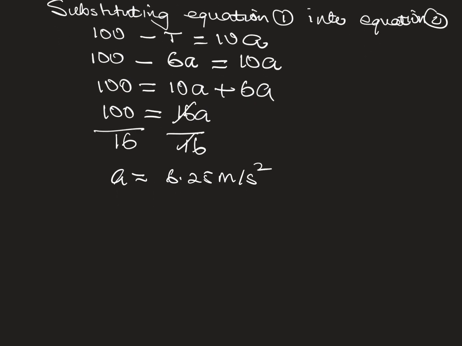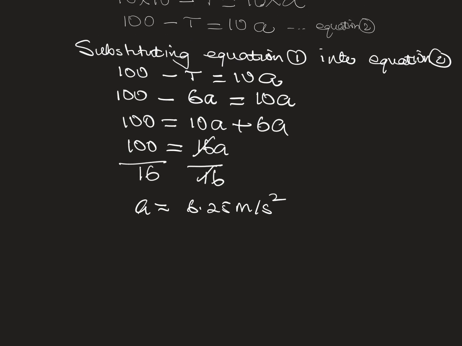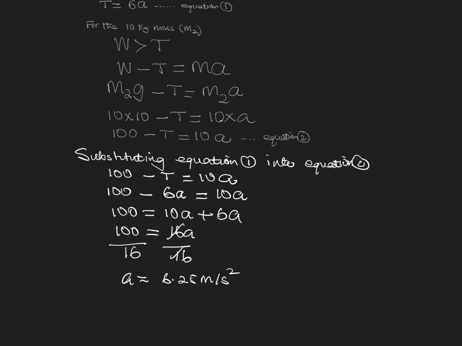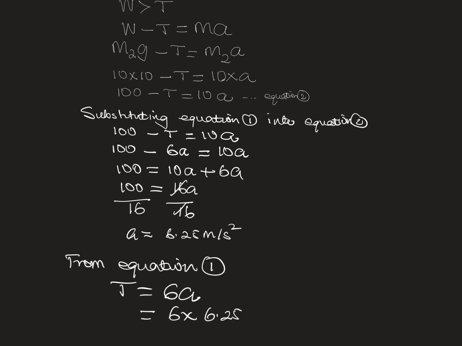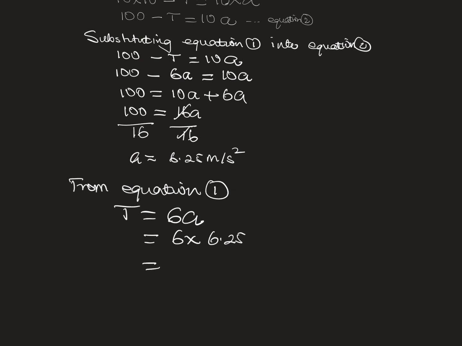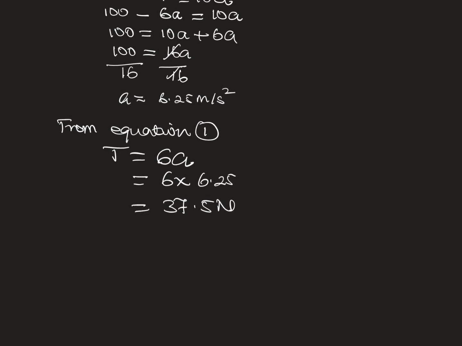So because I have found A, I can use that to find the tension. From equation 1, tension is equal to 6A, then that will be 6 times 6.25, which is 37.5 newtons. If you want to use equation 2, you can use it.